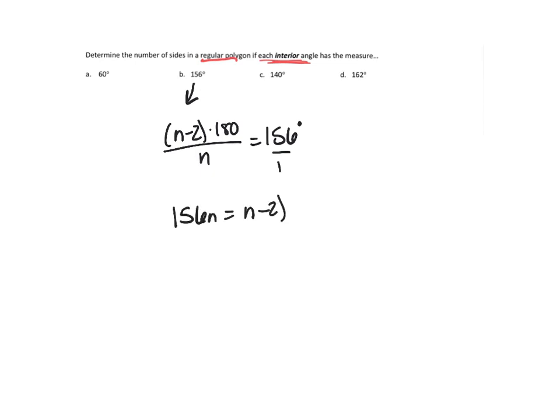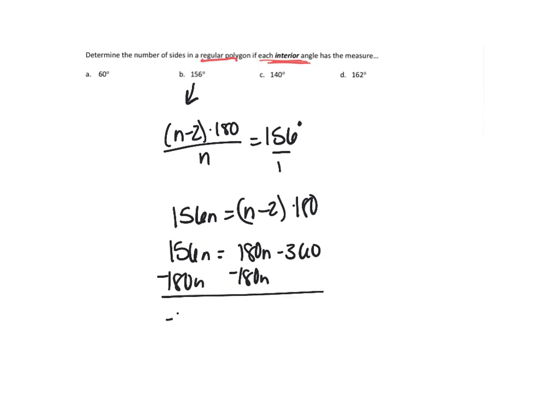I'll do one more for you. If the interior angle is 156, that means (n minus 2) times 180 divided by the number of angles has to equal 156 degrees. So again, I'm going to use my cross products property and solve this. And then I'm going to work to solve for n. I'm going to distribute here. Subtract 180 from both sides. And last, divide. And I'm going to get n is equal to 15. So this shape is going to have 15 sides.